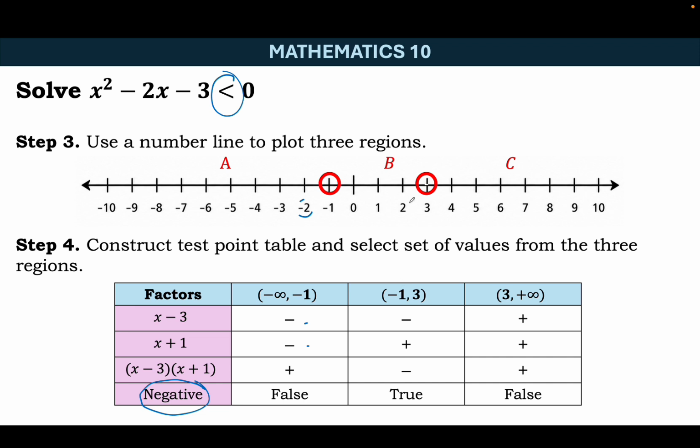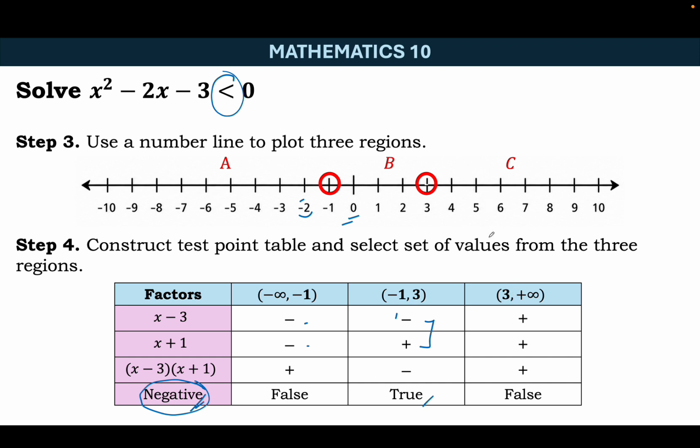Next, negative 1 and 3 in between. So, since nandun si 0, yun na yung gamitin. So, 0 minus 3 is negative 3, kaya siya negative. 0 plus 1 is positive 1, kaya siya positive. Then, kapag pinagsama to, negative times positive is negative. Since ang hinahanap is negative, kaya siya true. Ibig sabihin, true itong region B na to.